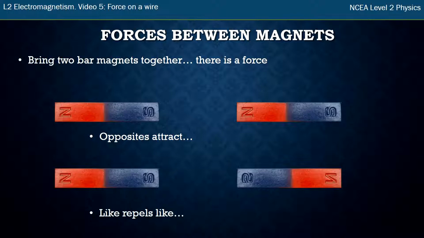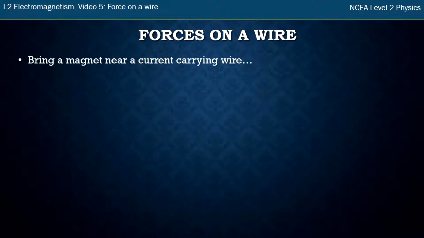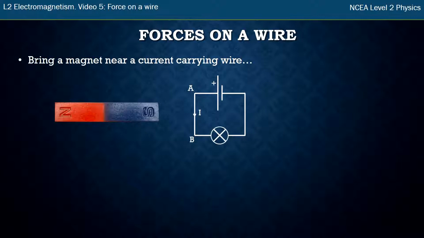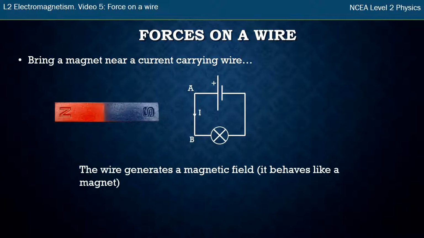Regardless of whether they're attracting or repelling, bringing two magnets together induces a force between them. The same thing happens when you bring a magnet near a current-carrying wire. So we've got a magnet, and then we've got our wire section AB. In the last video, video 4, we looked at how wires have moving electrons. Moving electrons generate a magnetic field, right? So because the wire acts like a magnet and you bring it near this other bar magnet, there's going to be a force between the two.